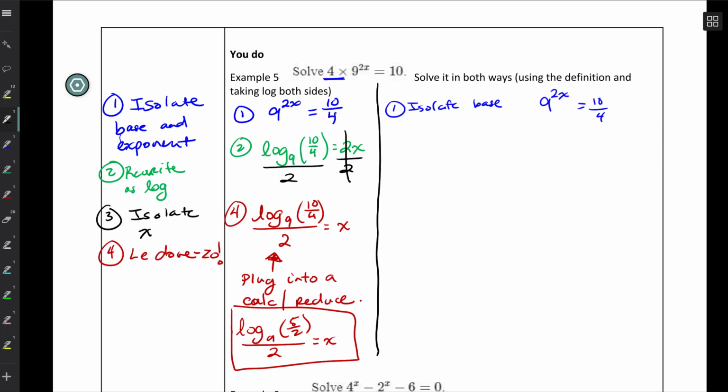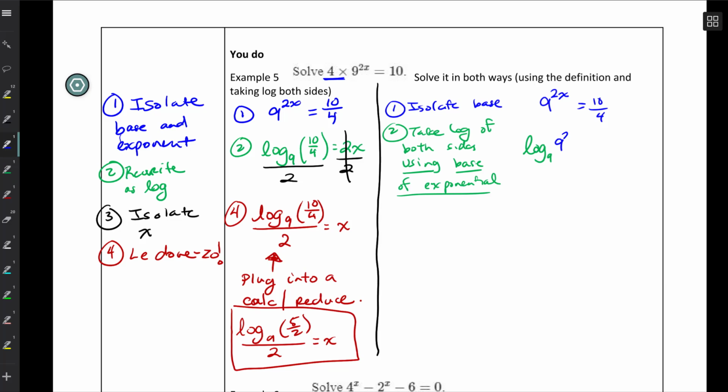Now, step 2. Take the log of both sides. But here's the important part. You have to use the base of your exponential. This is the critical part here. Nothing works if you don't use the same base. So what we mean is I'm going to say log base 9 of 9 to the 2x.